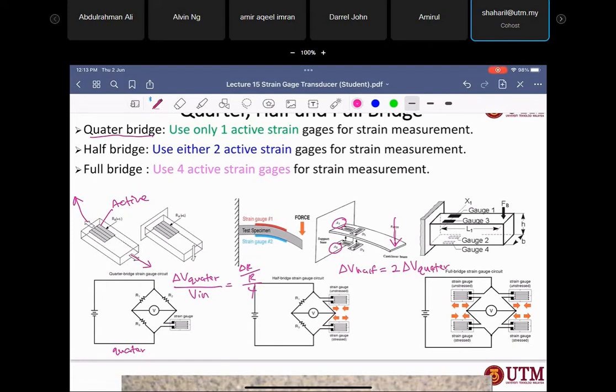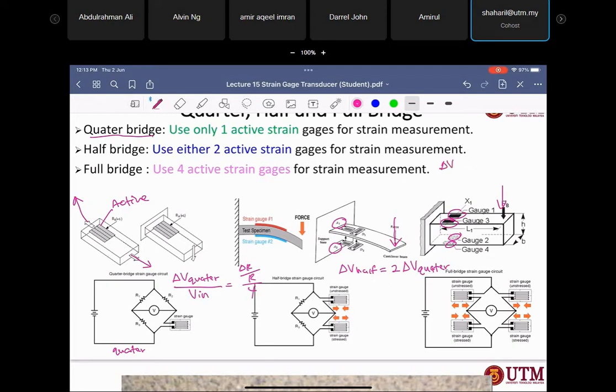That means you need to find the delta V quarter first from this equation. And then for delta V half, you just times by 2 because there are only 2 active strain gauges. Alright. And then the last one, if you have 4 active strain gauges, so if you look here, when you apply the force in this direction, this strain gauge is also active, right?